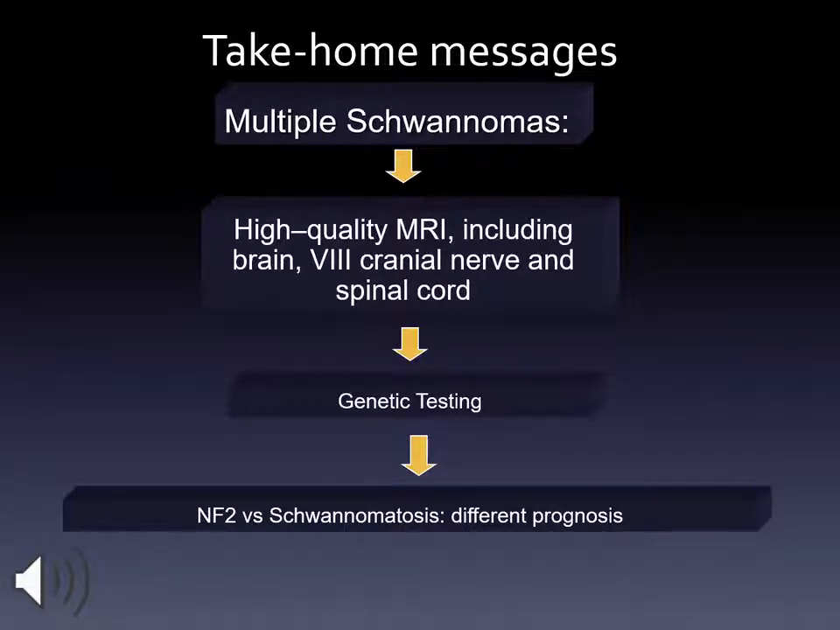Take-home messages. In the event of multiple schwannomas, the execution of the high-quality MRI, including brain, 8th cranial nerve, and spinal cord, is important for an accurate diagnosis of the case, even a genetic one. NF2 and schwannomatosis have different prognosis. Here is another example of the fundamental usefulness of MR in peripheral nerve pathologies.